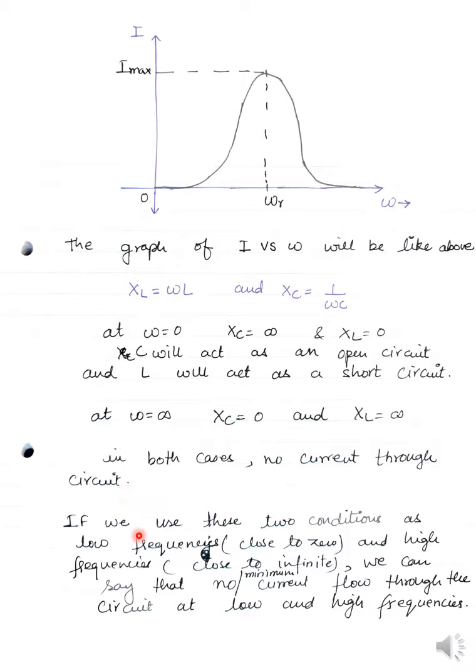If we use these two conditions, low frequencies close to 0 and high frequencies close to infinite, we can say that no or minimum current flows through the circuit at low and high frequencies. So you can see at low frequencies the current is ideally equal to 0, but we can make the curve more precise to show that there is some current in the circuit. So the current starts increasing as you go close to the resonant frequency, and as you start going away from the resonant frequency, the current starts decreasing.